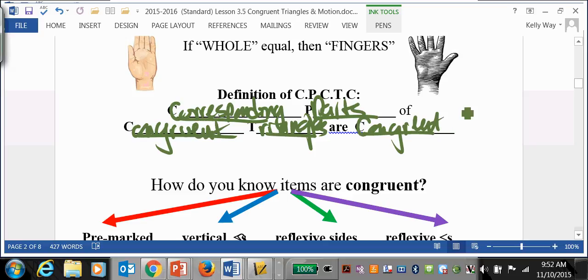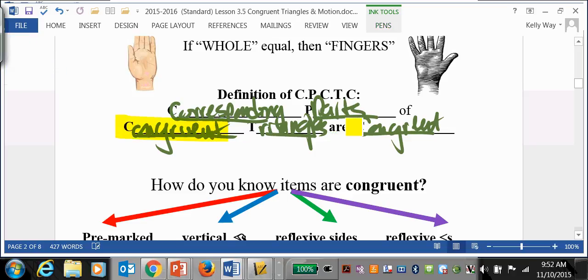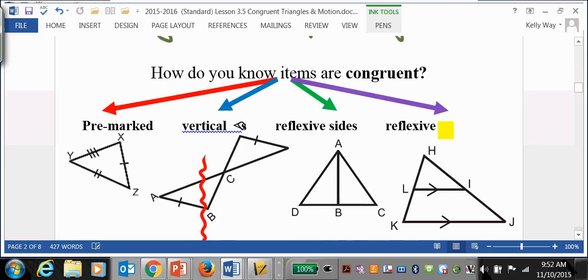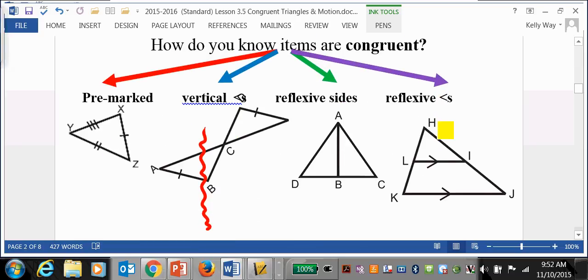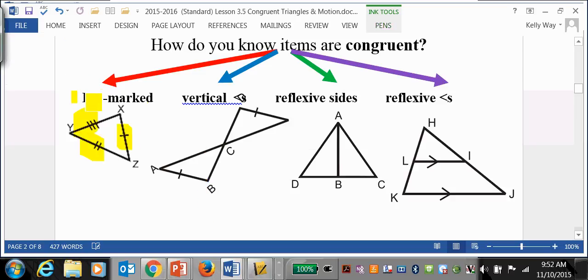You can see the word congruent twice here. So everything hinges on the concept of things being equal. So we have to go through real quick here. How do we know things are equal? The simplest one, if it's marked equal, it's equal. Okay, so pre-marked. It's marked for you, it's equal.